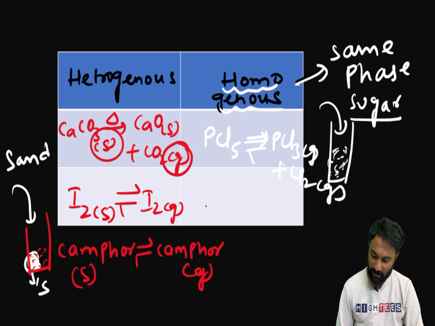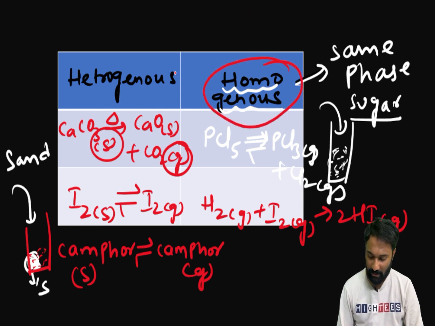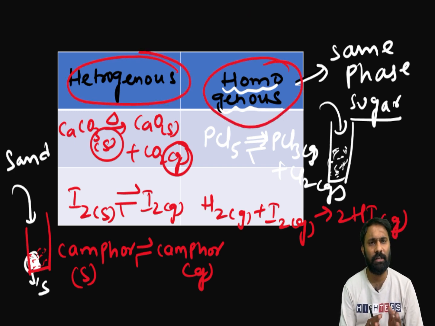Now, in this homogeneous, next one, H2 gas and I2 gas give rise to 2HI gas. Clear? This is also one example of homogeneous mixture, and this is heterogeneous. Heterogeneous means different phases are there. Homogeneous means the same phase is there. Okay. Next.